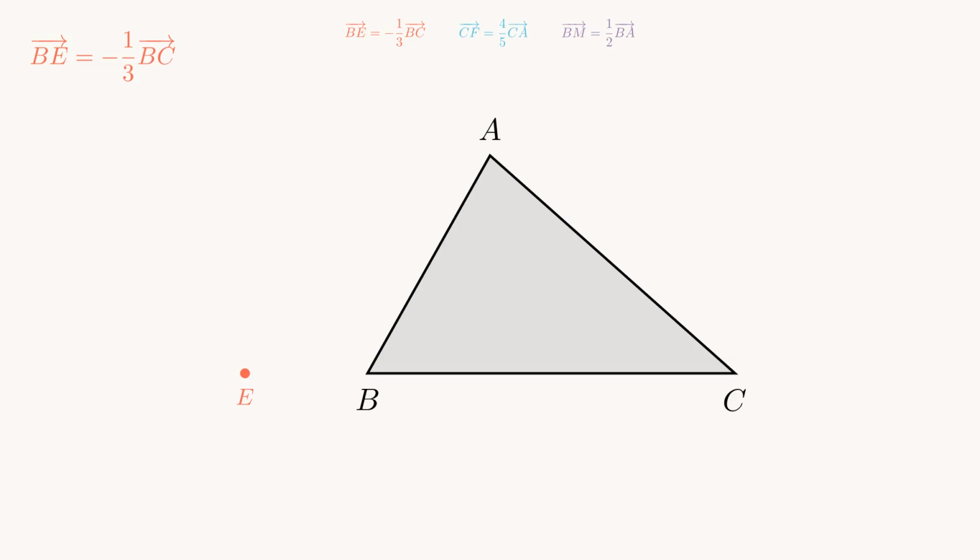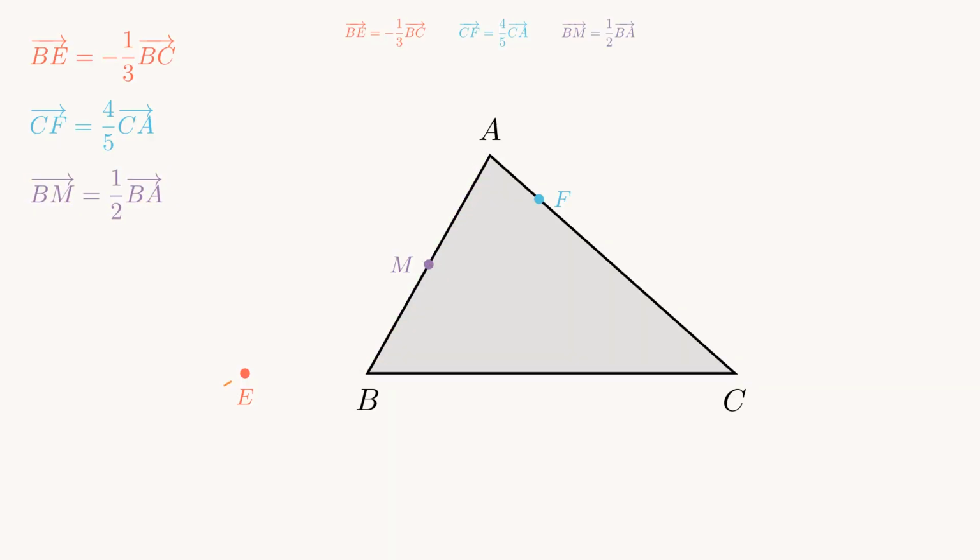Now for point F, we need vector CA. We divide CA into 5 equal parts. CF is 4/5 of CA. Let's count. 1, 2, 3, 4. F is right there. Last point, M. This is the easiest one. BM is half of BA. Here's BA, we cut it in half, and M is right in the middle.